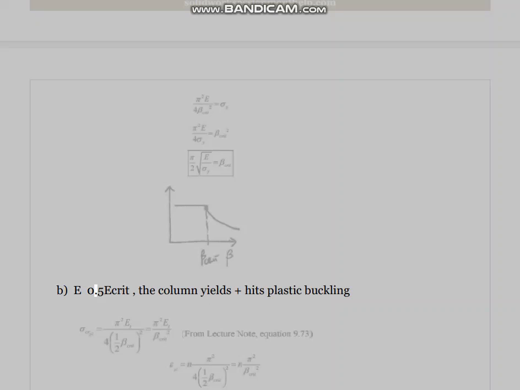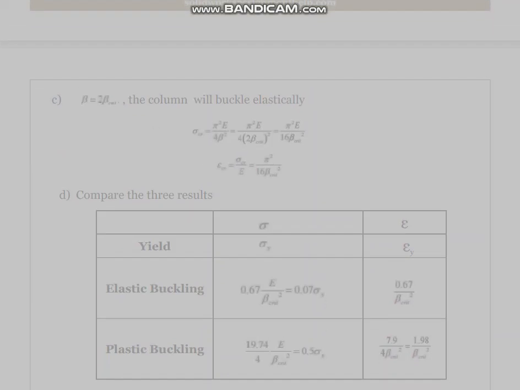B. For epsilon equals 0.5 epsilon crit, the column yields plus hits plastic buckling. C. The column will buckle elastically. D. Compare the three results. Epsilon yield, epsilon y, elastic buckling, plastic buckling.